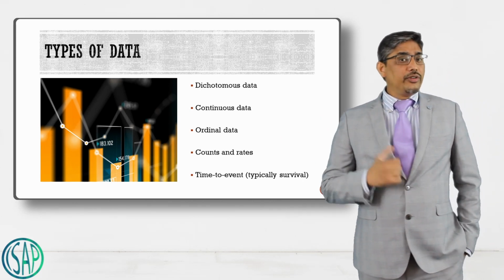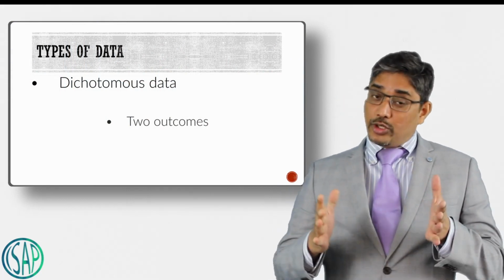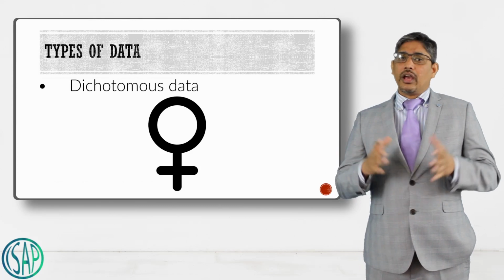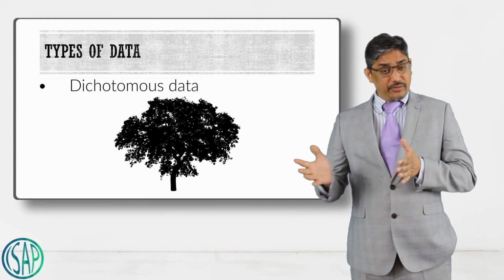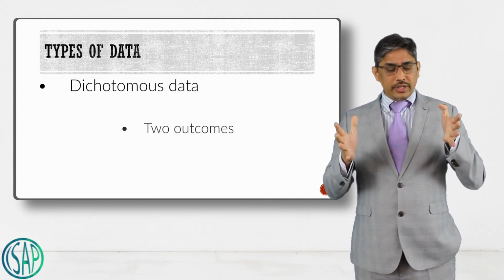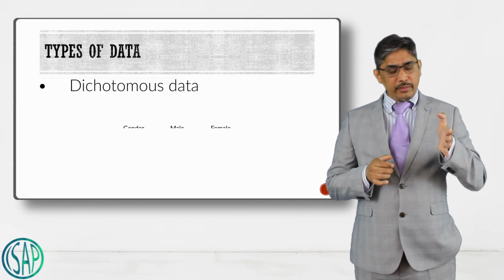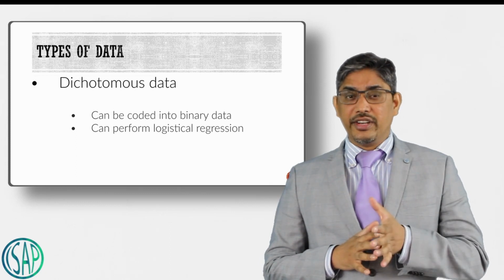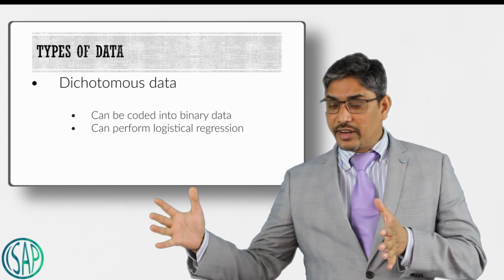Matthew, can you tell me what is meant by dichotomous data? I'm not really sure of the meaning. Could you explain that to us? Dichotomous data is nothing but there will be 2 outcomes, like for example, gender, male and female, mortality, dead or alive. So when you have 2 outcomes only, either male or female or dead or alive, can be coded into binary data and you can perform logistic regression.